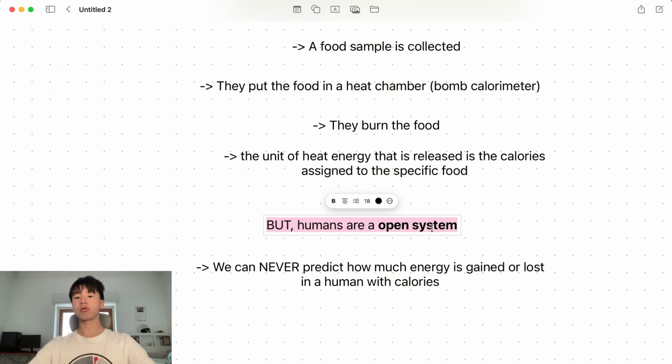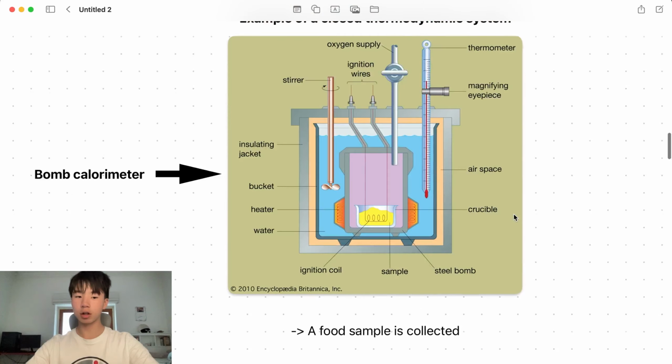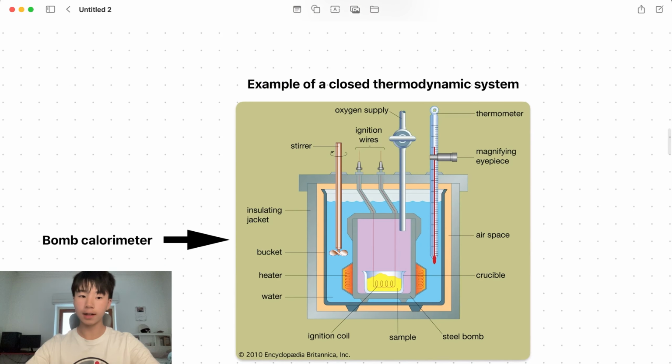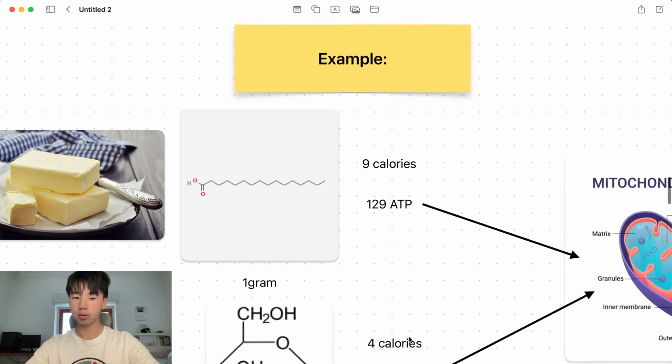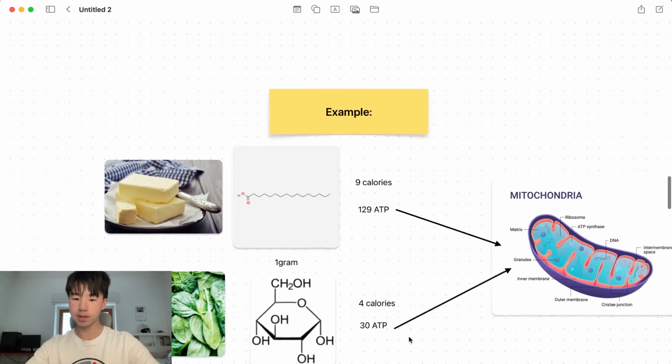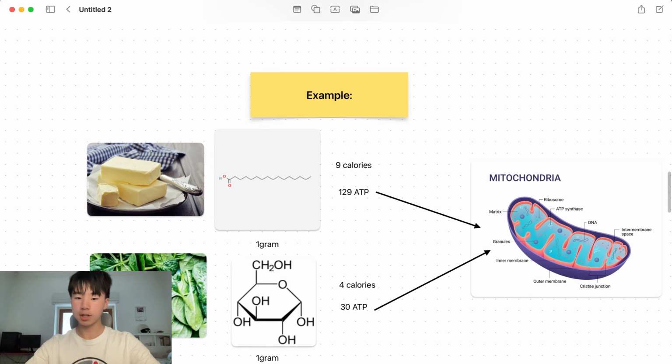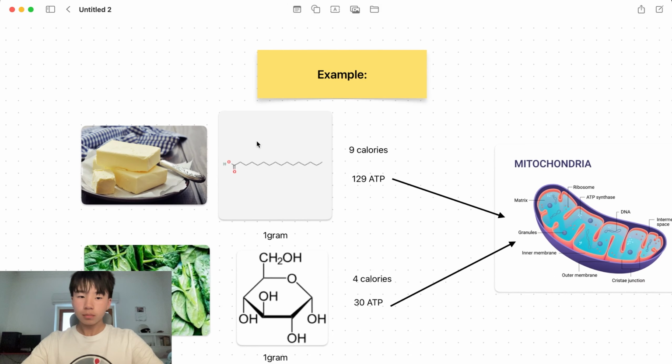But you have to realize that humans are an open system. This is a closed thermodynamic system. This means we can never predict how much energy is gained or lost in a human with calories. For example, as a human, an open system who digests energy chemically, here's butter, here's lettuce, that's 1 gram of glucose, that's 1 gram of palmitic acid.